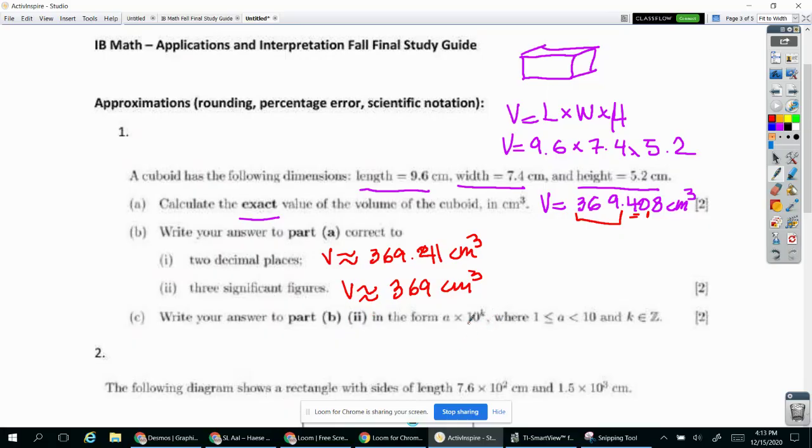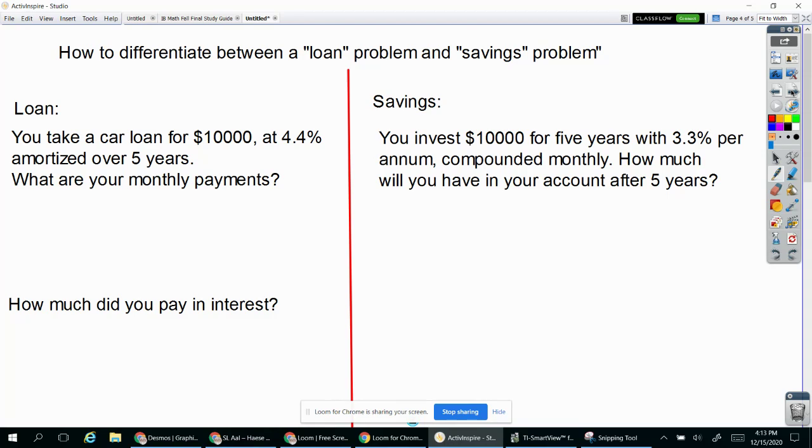Next question: write your answer from part B2 in the form a times 10 to the k. What they're asking us to do is write this in scientific form. So the answer will be 3.69 times 10 raised to the second power centimeters cubed. We had to move the decimal point 2 places, and that's why it's 10 to the second power. Okay, let's look at another problem.